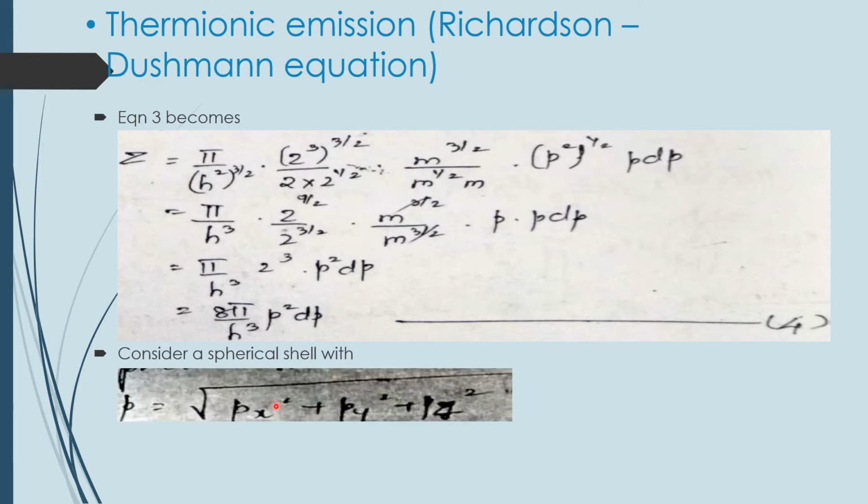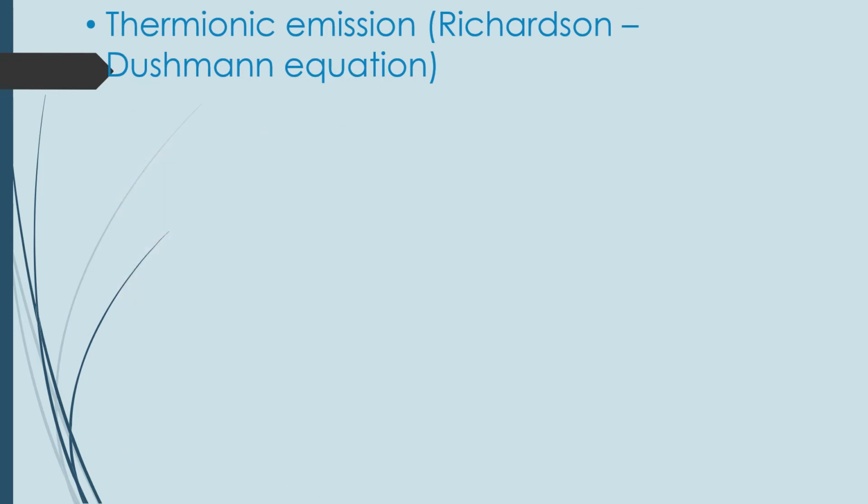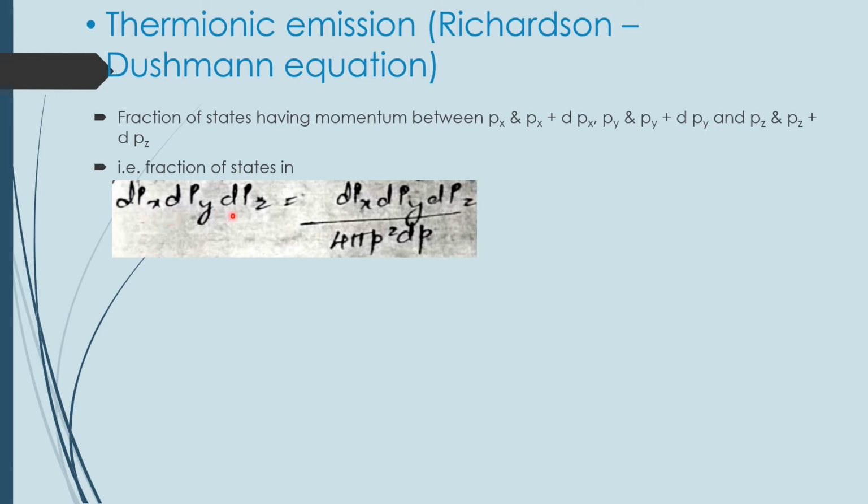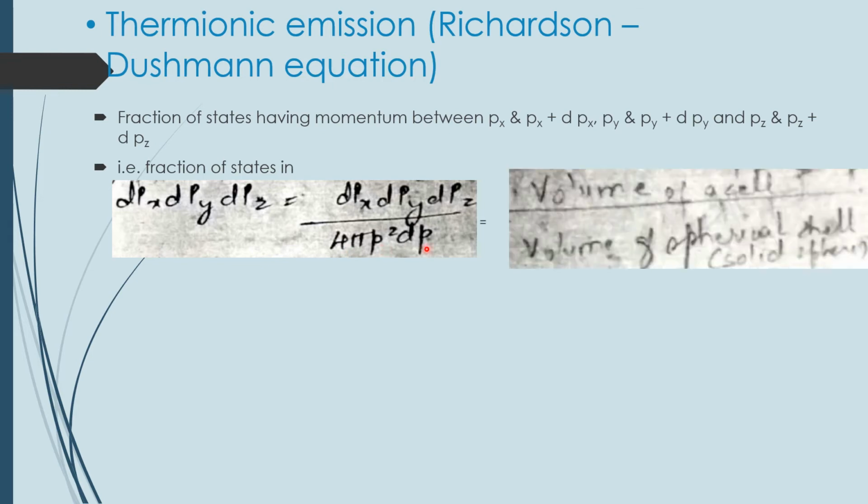Consider a spherical shell with radius P equal to the square root of Px square plus Py square plus Pz square. P is the momentum along the respective axis, with dP as thickness. The fraction of states having momentum between Px and Px plus dPx, Py and Py plus dPy, and Pz and Pz plus dPz, that is the fraction of states in dPx dPy dPz, is equal to dPx dPy dPz upon 4 pi P square dP. The numerator is the volume of a cell and the denominator is the volume of the spherical shell.